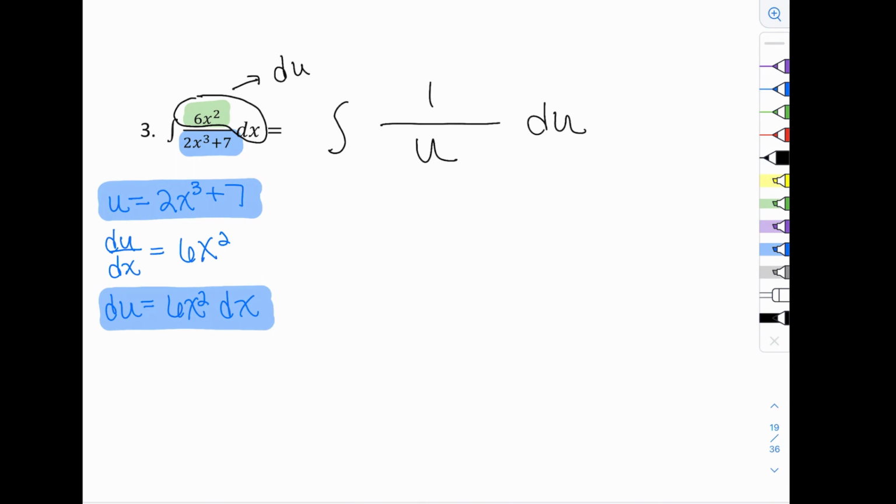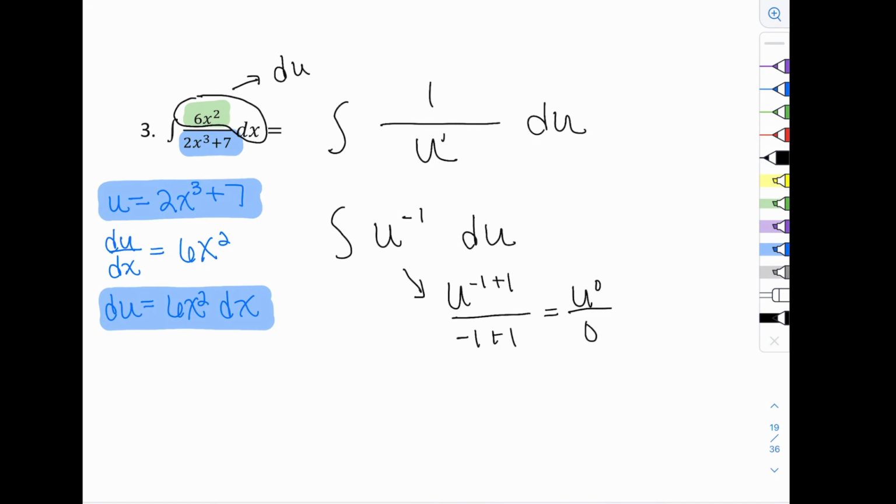If you see this at first, you might be tempted to write it as u to the negative 1. If you try to integrate using the power rule, that gives you something weird. This is weird because this is actually not how you're supposed to integrate it. So I'm going to go ahead and erase that. Either way you look at it, this is not when we use the power rule.